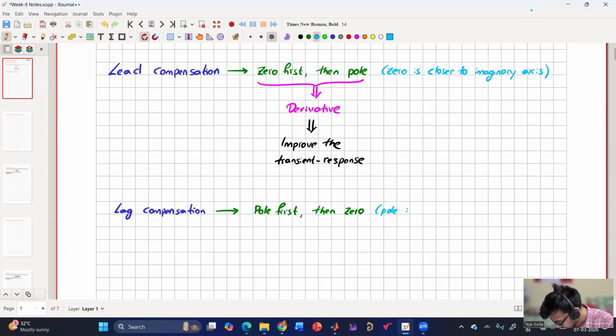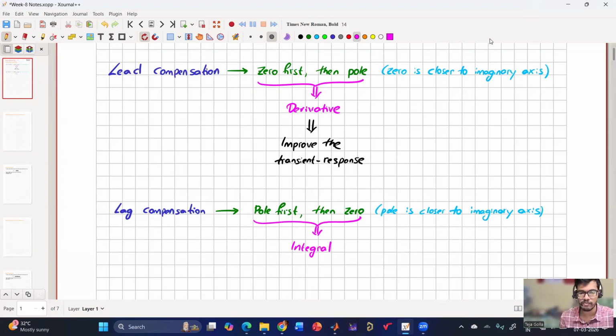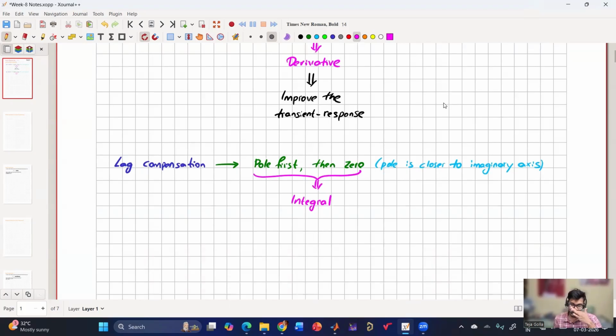Pole is closer to the imaginary axis, which means the denominator effect will come first, which means the 1 by s effect will come first. So it will be the opposite of what we have written above, which means we will have the integral effect. When we discussed steady state errors, if we have a type 1 system, then the step response error will be 0. In that way, this will try to improve the steady state errors.